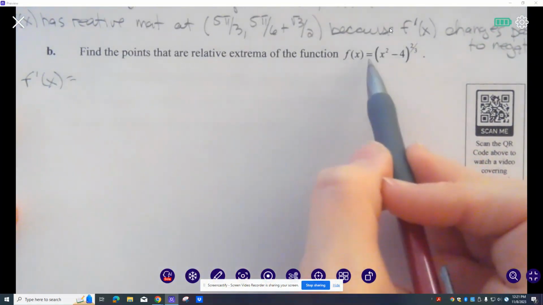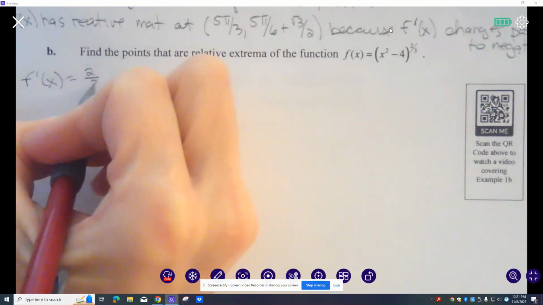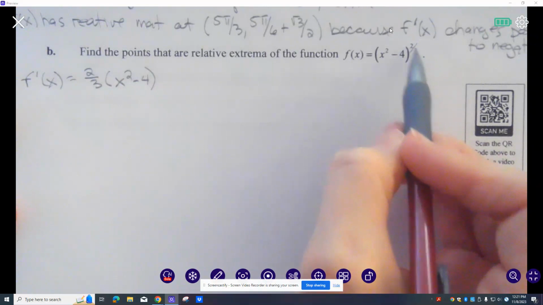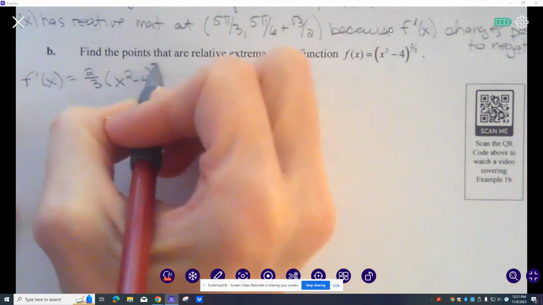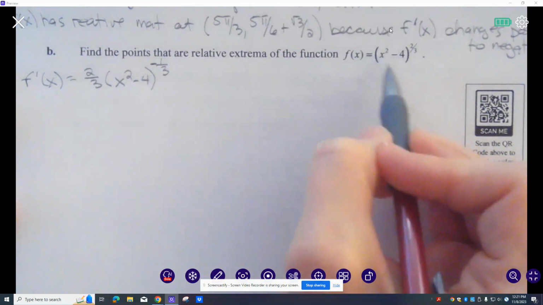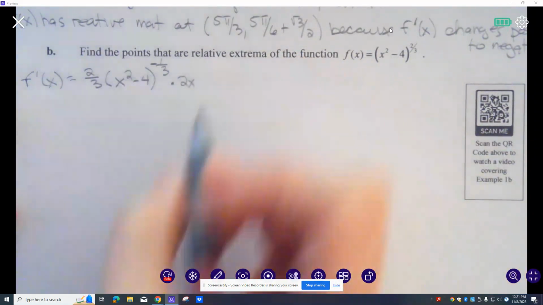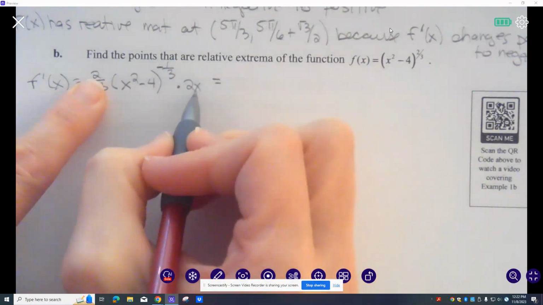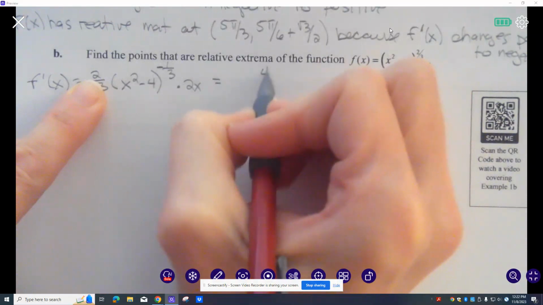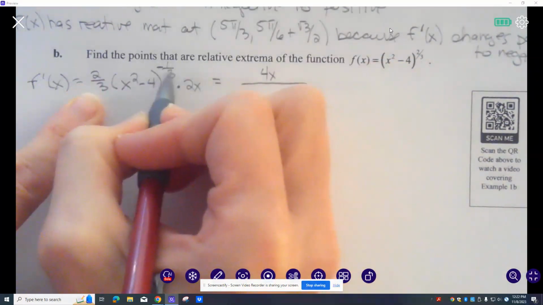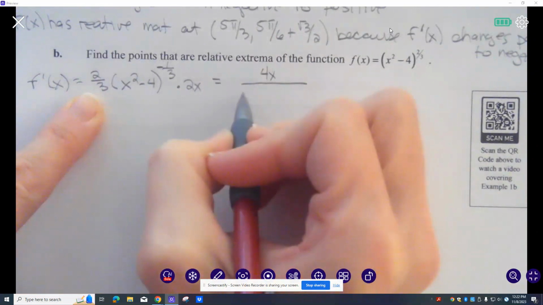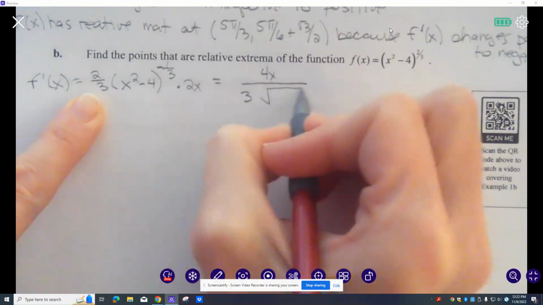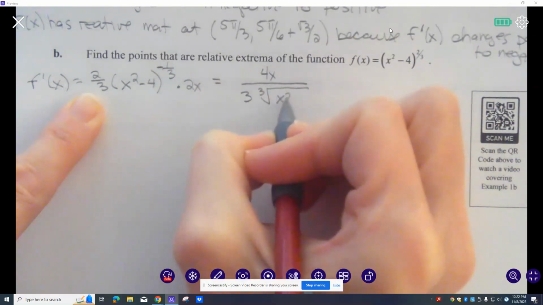Derivative of the outside would be 2/3 times the inside unchanged. And then I would minus 1 from 2/3, so that would be negative 1/3, times derivative of the inside, which would be 2x. And then if you do a little simplifying on that, I'm going to have on the top 2x times 2, which would be 4x. This is a negative exponent, so I'm going to move that to the bottom. The 3 is going to go on the bottom because it's the bottom of my fraction here. And this is the third root of x squared minus 4.